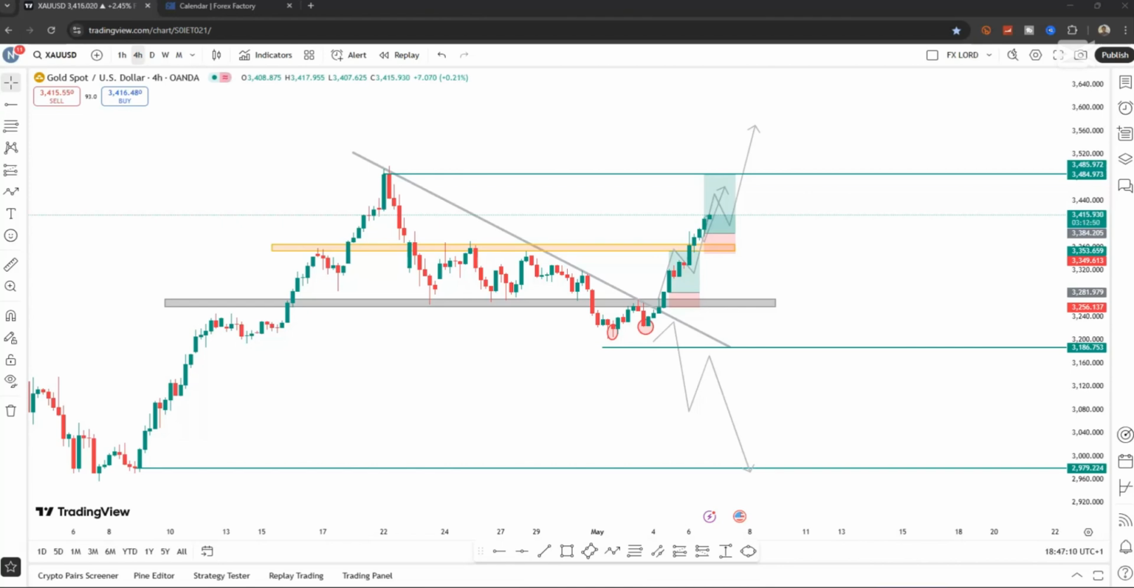So, I analyze the market with you to spot potential buy and sell positions. This is the XAUUSD chart on a 4-hour time frame. I made this analysis on Sunday this week and I called out a trade on my Telegram channel.